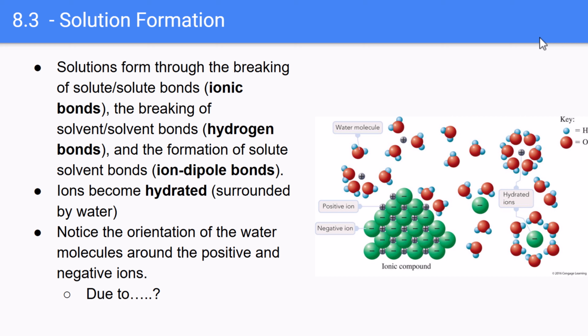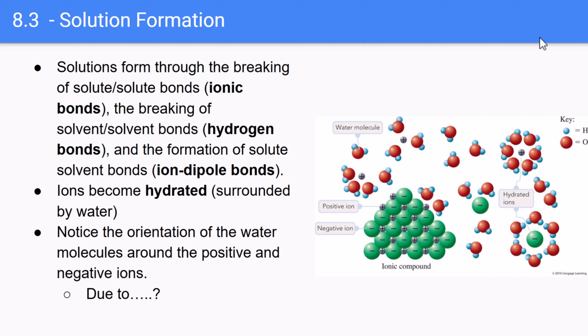And then the solute-solvent bonds, that is, the bonds that are going to form between the solute and the solvent, are going to form. And the ions become hydrated, they become surrounded by water. But what I want you to notice on the right-hand side here is the orientation of the water molecules that are surrounding the individual ions.